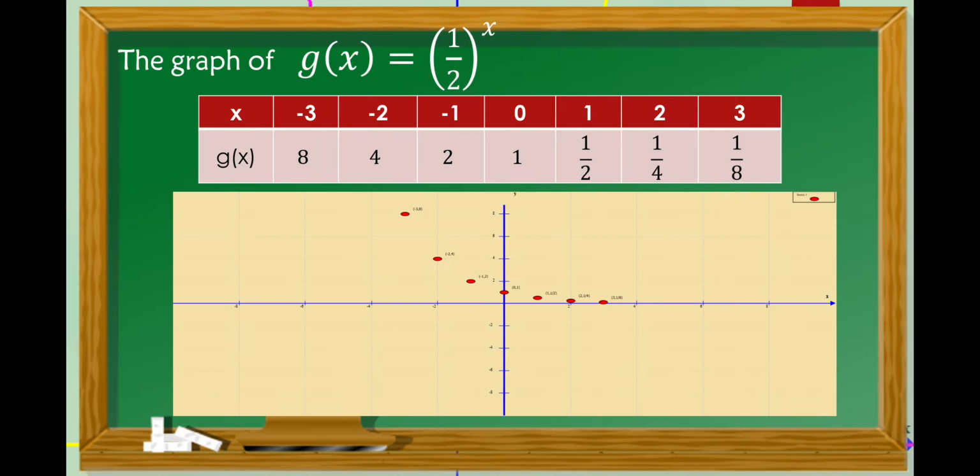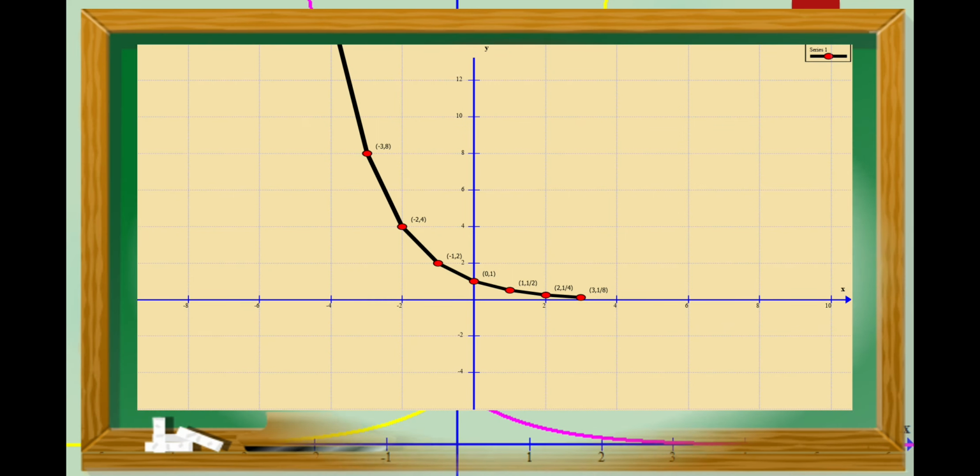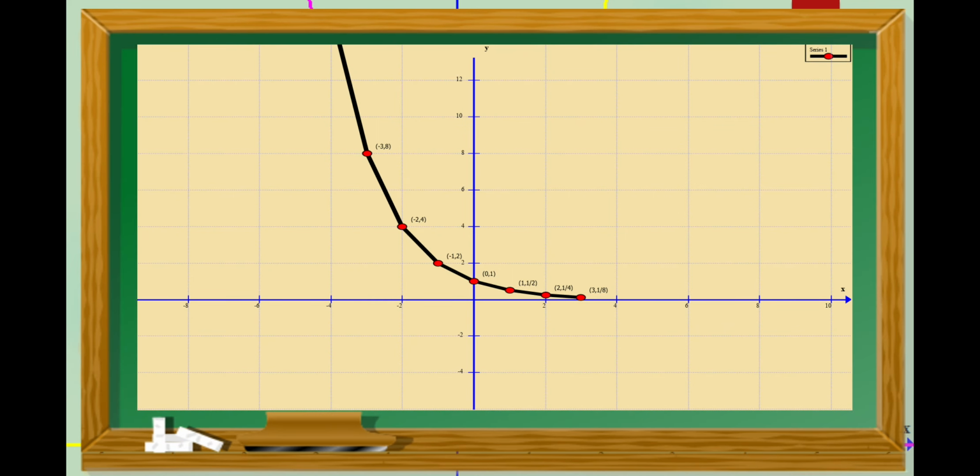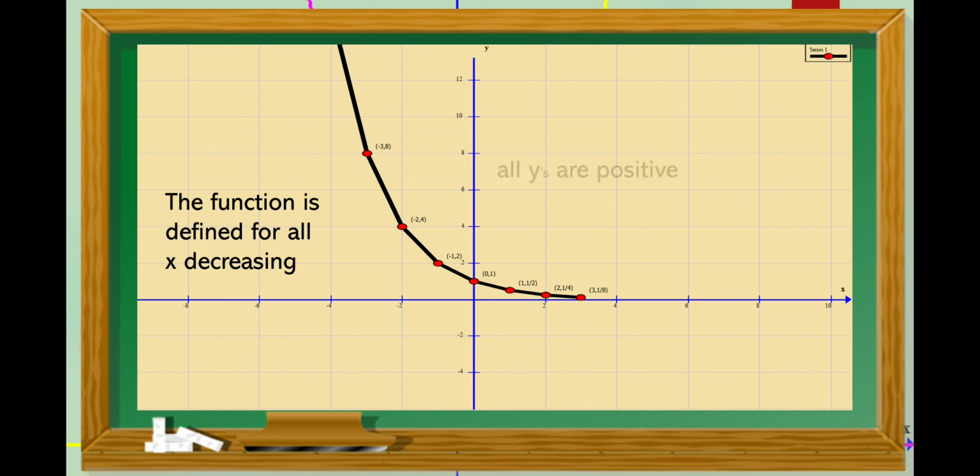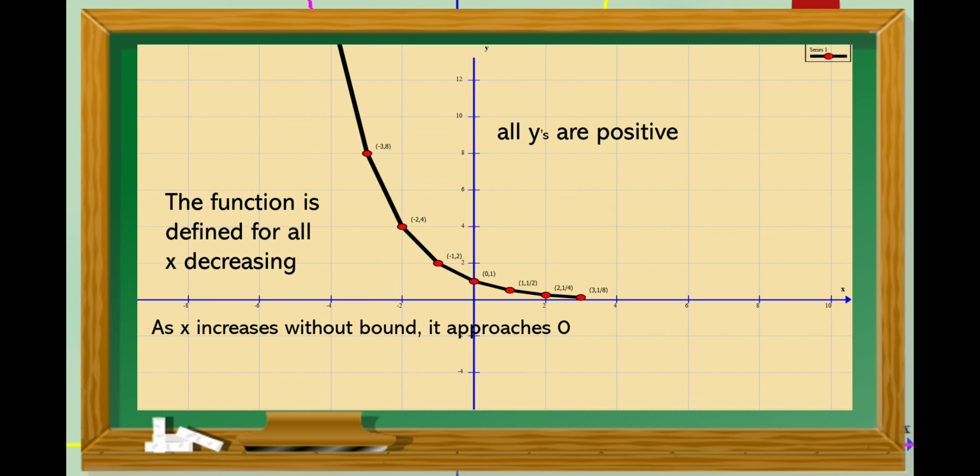So plotting now the points in a Cartesian plane, we have here the points. And connecting the points, we have here the graph. The graph is a smooth curve which is decreasing to the left. So the function is defined for all x decreasing. And since the values of y are positive, all y's are positive. And as x increases without bound, it approaches 0.